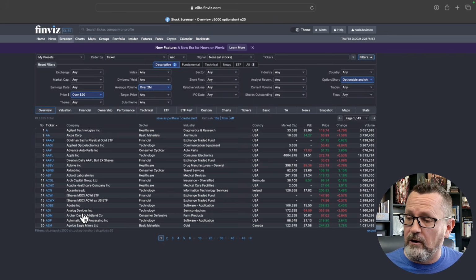Then from here, to find volatility candidates, we go to the technical tab. And you'll notice with those preset filters, we're down to about 855 total stocks out of 10,000. So we've already narrowed the search.